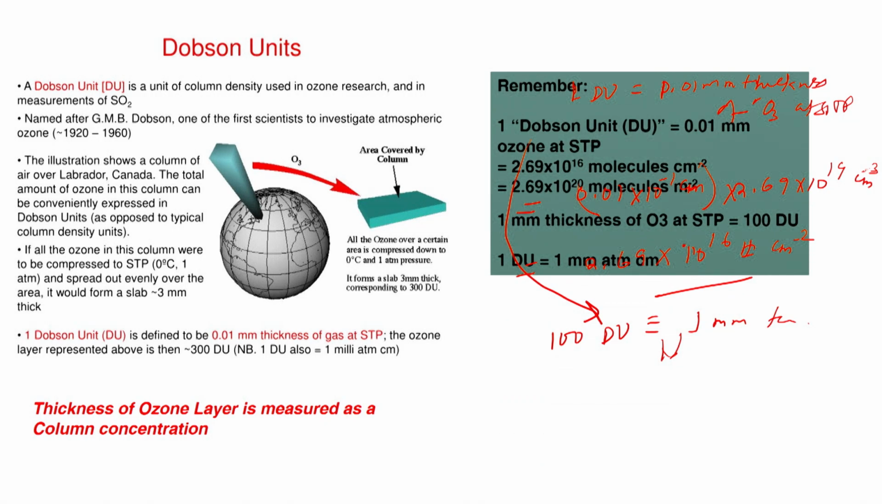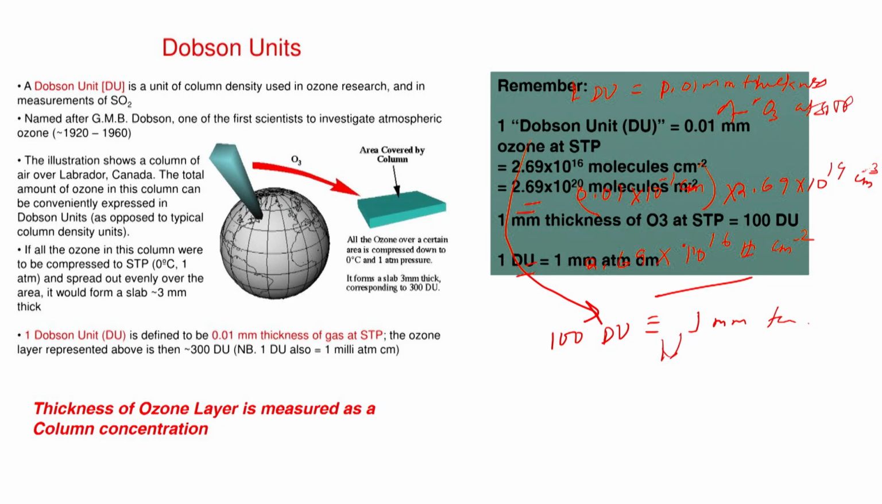Remember, there are a few equations that we have to remember. One Dobson unit is equal to 0.01 millimeter of ozone at STP, and it is the same as 2.69 into 10 to the power 16 molecules per centimeter square. If you calculate per meter square, it will be 2.69 into 10 to the power 20, because between meter and centimeter the order is 10 to the power 4. So 16 plus 4 will be 20, or 20 minus 4 will be 16. And 1 millimeter thickness of ozone at STP is 100 Dobson units. You can remember this, it is very important for conversion.